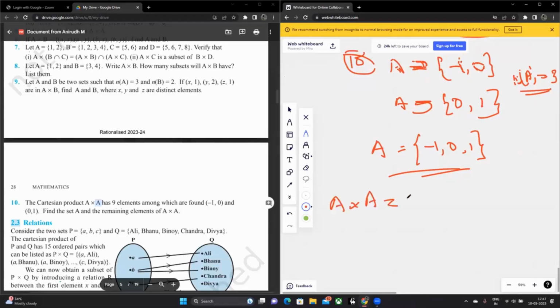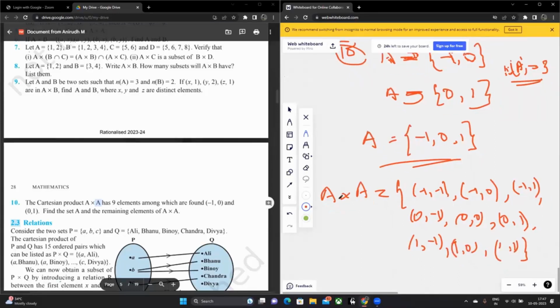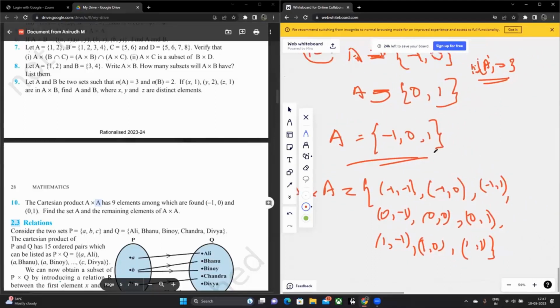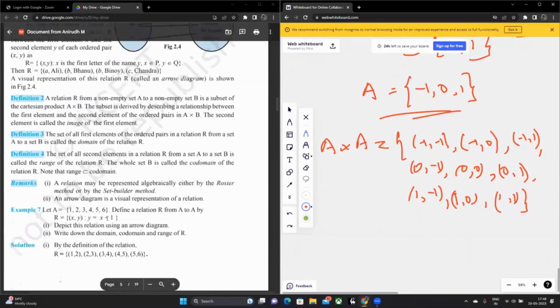A cross A is going to be the set of (-1, -1), (-1, 0), (-1, 1), (0, -1), (0, 0), (0, 1), and (1, -1), (1, 0), and (1, 1), right? That makes A cross A. And removing these two elements, that's (-1, 0) and (0, 1), you have the rest of the elements of A cross A. Done, right? This is A cross A. That finishes exercise number 2.1.